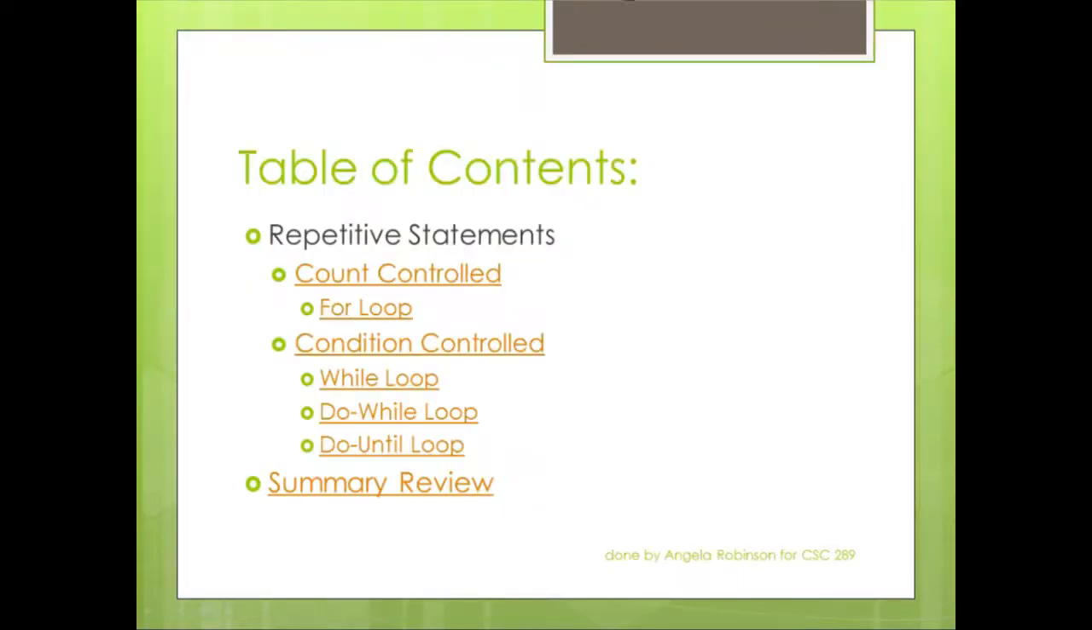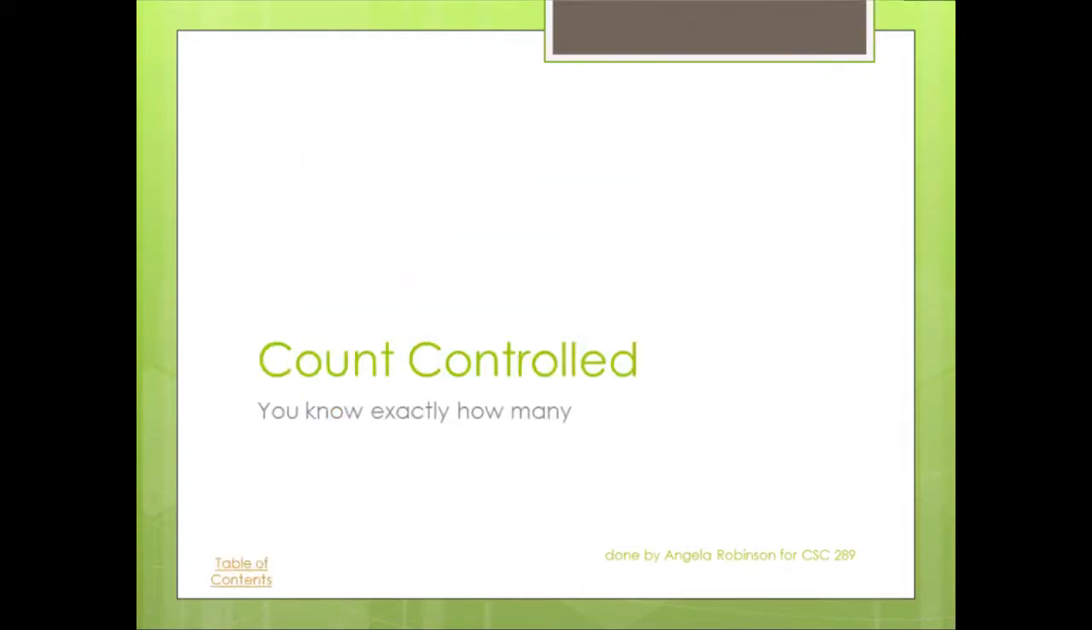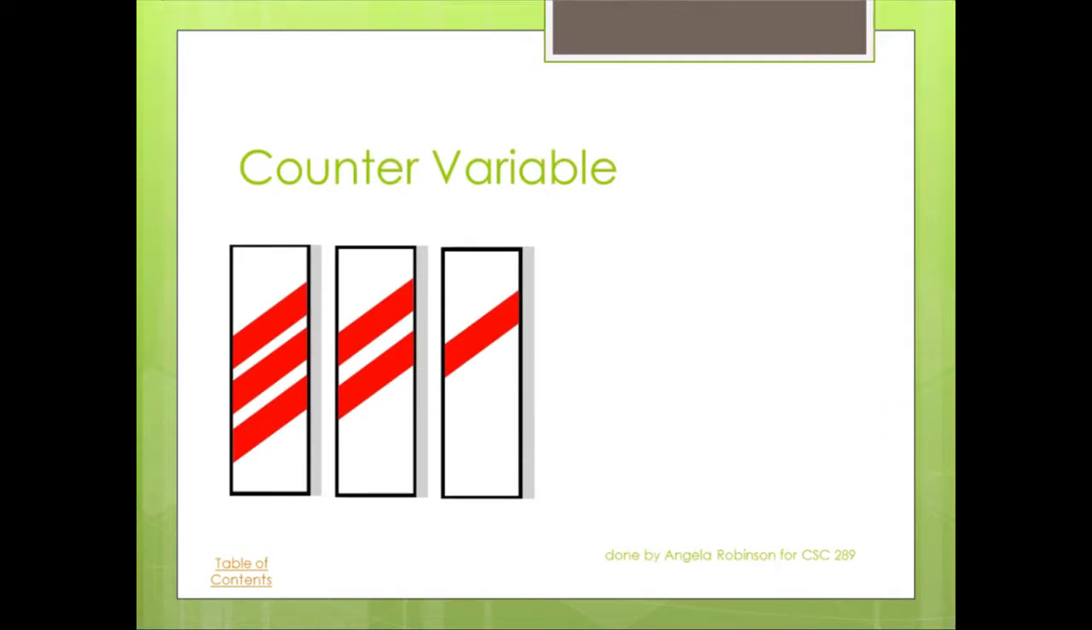In this video, I will be talking about the two kinds of repetitive statements, count-controlled and condition-controlled. A count-controlled loop is when you need to do something for a specific amount of times. You do this by utilizing a counter variable, called counter for short.